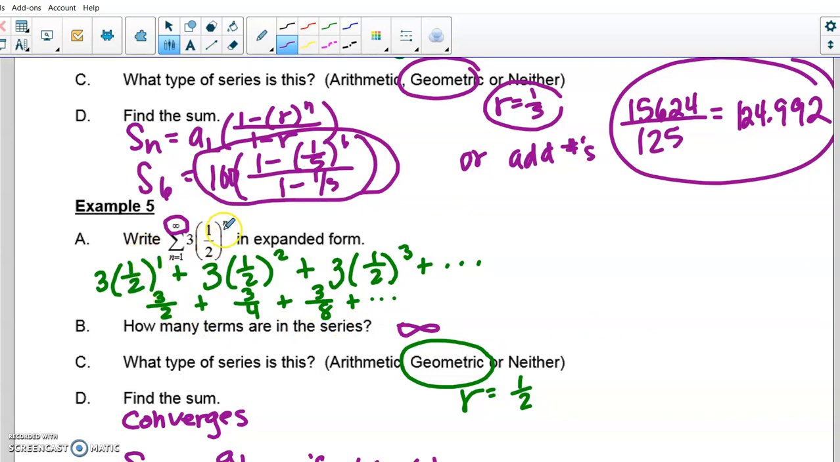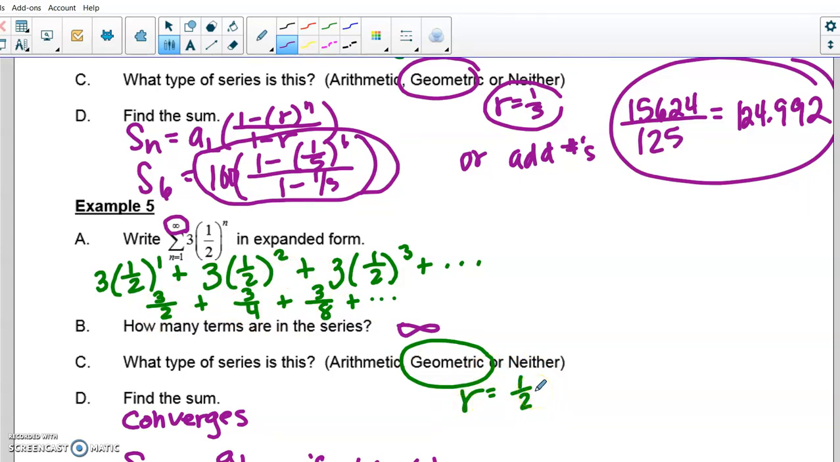So we can begin by plugging in for our expanded form. We would start with 1, then go to 2, then 3, and we would do this forever and ever. So to start, we have 3/2 plus 3/4 plus 3/8. So we can see if we do 3/4 divided by 3/2 or 3/8 divided by 3/4, you should see that your common ratio is 1/2.